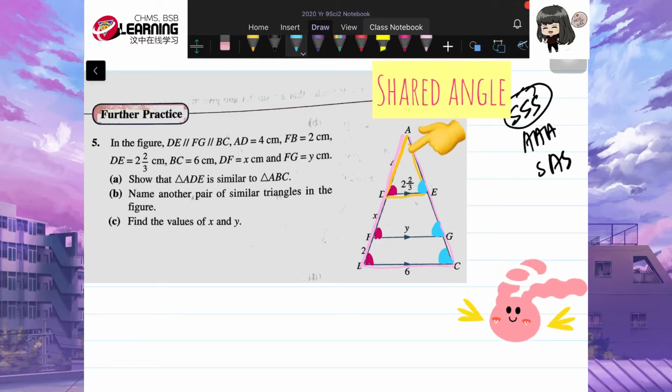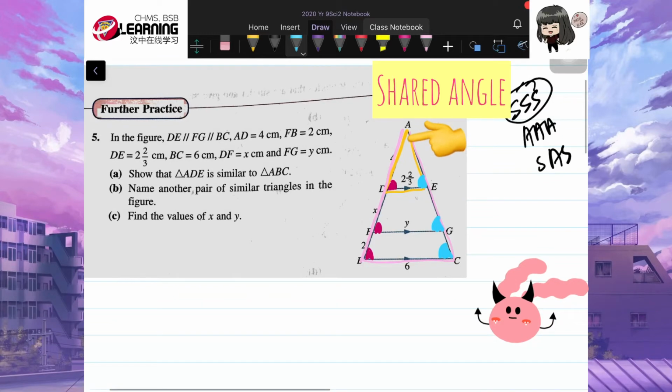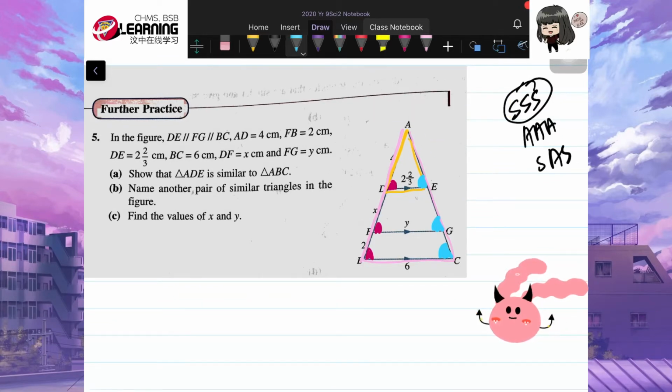Okay, so we have two pairs of angles that are the same, so the third one must be the same. And this third one over here is the same because of the common angle. Okay, so we can use angle, angle, angle instead of side, angle, side.